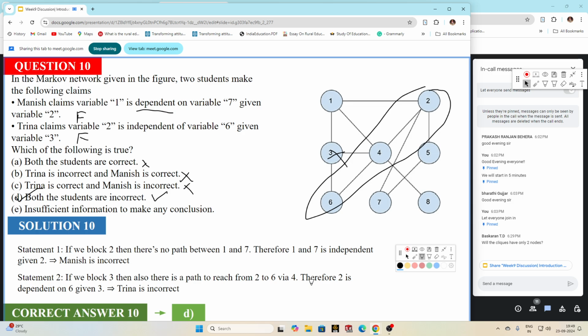So is it clear? Yes, sir. Clear, right? This question is clear to all of you, right? Yes, sir.